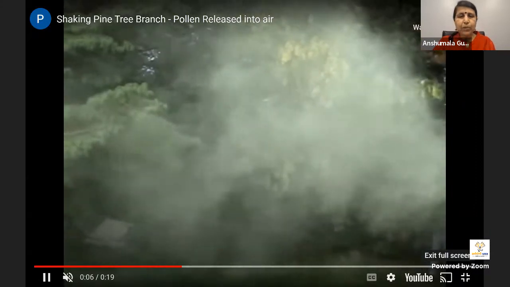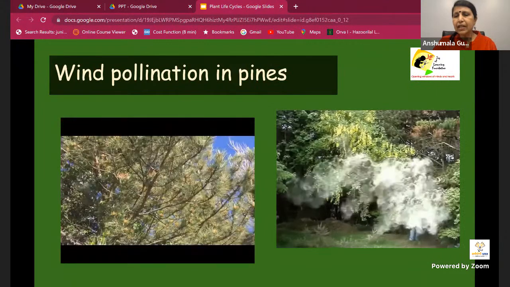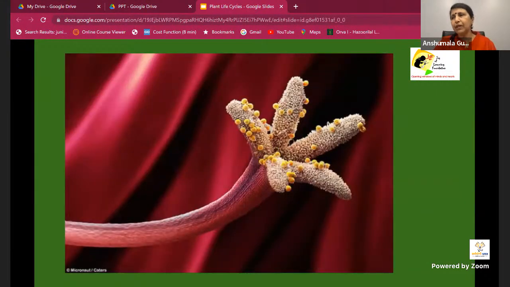In fact, they throw so much pollen that people get sick. People with pollen allergies get sick in the season, and people say this is hay fever, or mausam badal raha hai, the season is changing. That's why people are getting sick. And actually, it is pollen causing allergies.